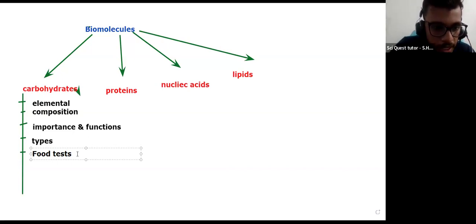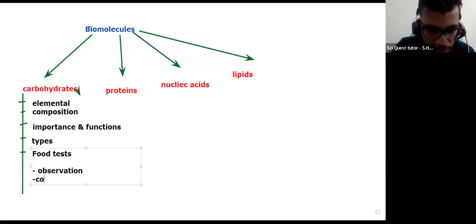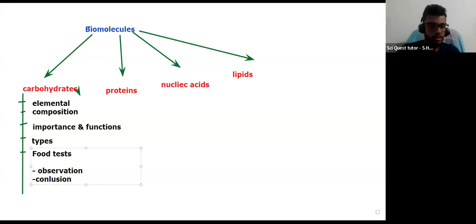Especially, students, remember, in the food test, you will have to know the observation and then the conclusion. Those are the two things you need to know. Observation and conclusion. Observation: what happens, especially in a food test, students, is that a color change happens. Now, when it comes to a carbohydrate, what happens?